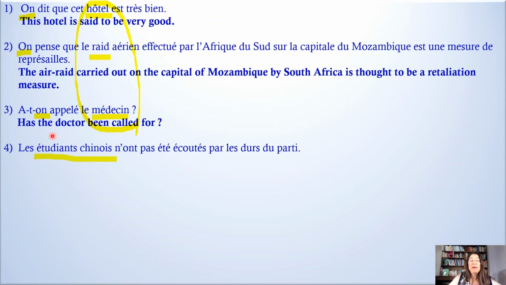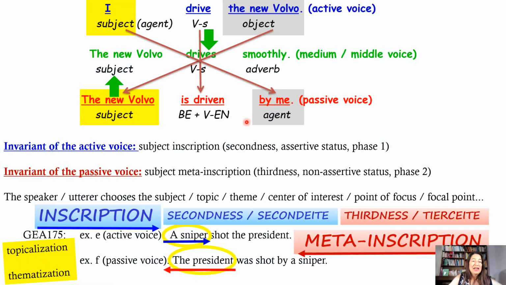So it is translated by be plus VEN, the passive voice, which is very logical because if we focus on the meaning of those sentences, what we're actually interested in is the hotel, the raid, the doctor. And so it's very much like in sentence number four, in which we're interested in the Chinese students. And therefore, once we have chosen this subject, then the rest of the sentence can only be expressed with the passive voice.